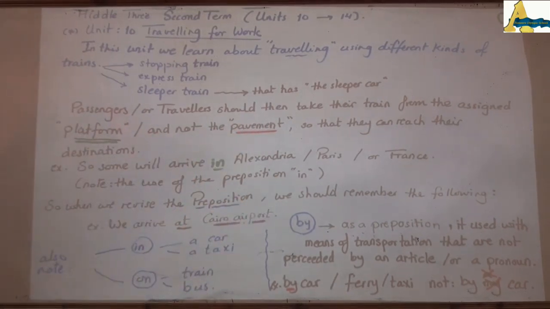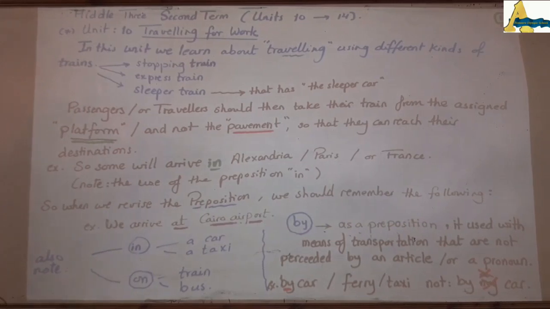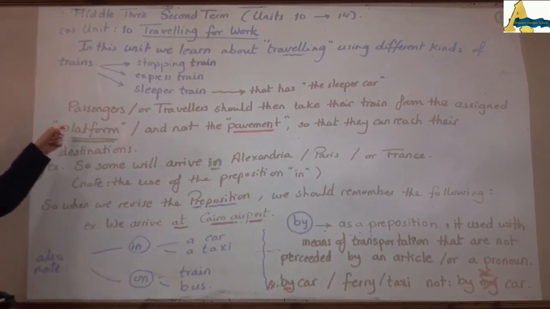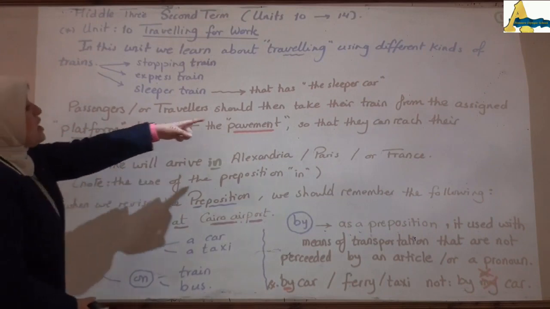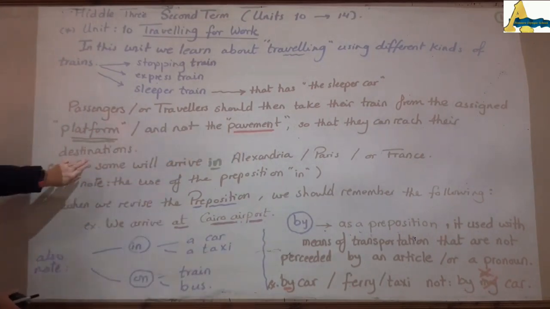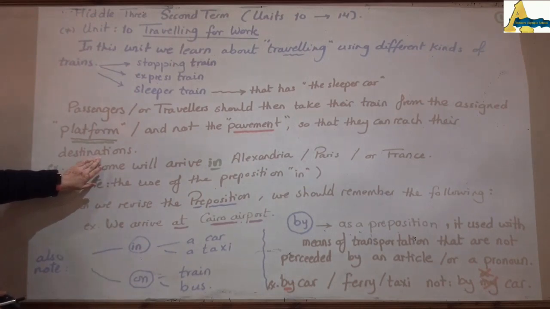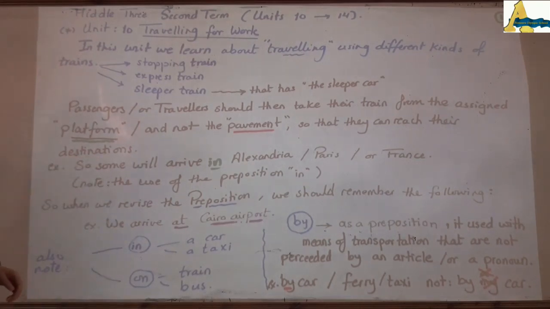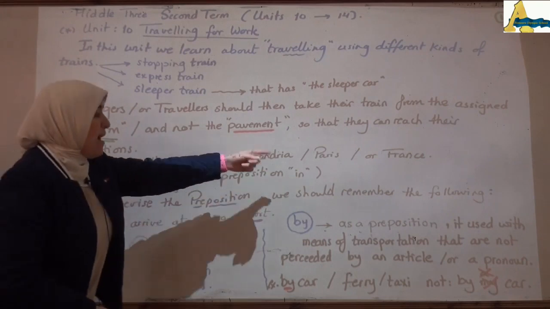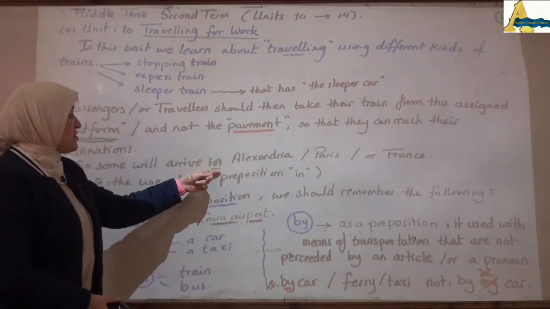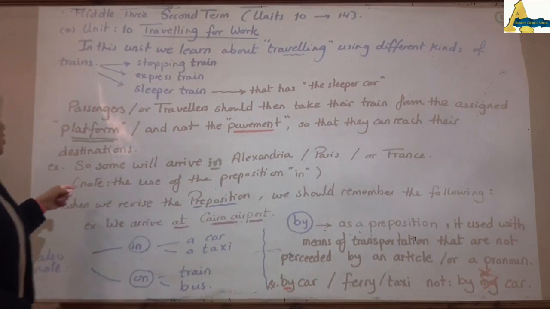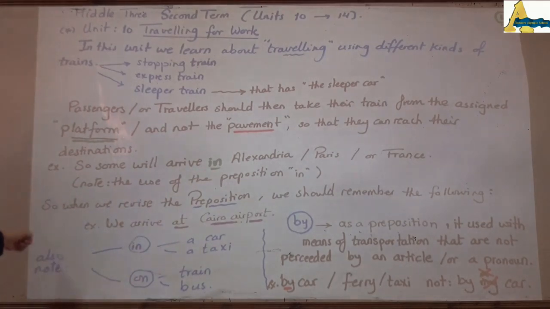Passengers or travelers should then take their train from the assigned platform, remember, it's the platform, not the pavement, so that they can reach their destination. Another word that you have to learn in this unit is the word destination. So some will arrive in Alexandria, Paris, or France. Remember how to use the preposition in. Note the use of the preposition here.